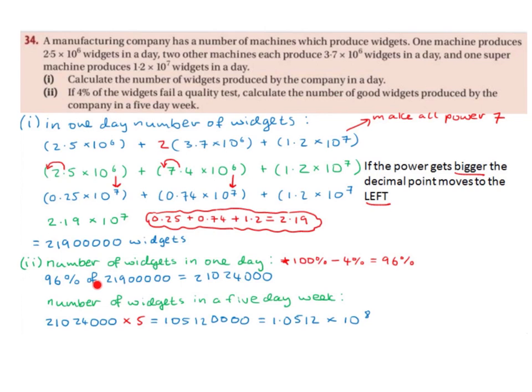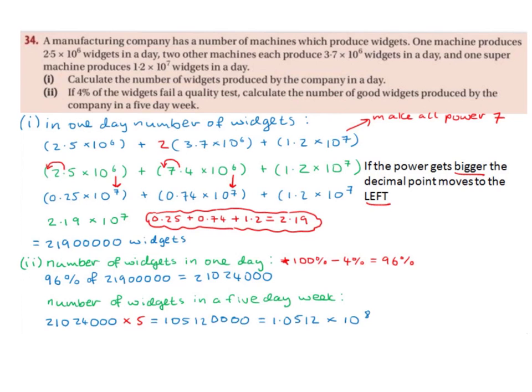So 96% of 21,900,000 is going to be 21,024,000. To get a percentage of something, we can divide by 100 and multiply by the percentage, so divide by 100 and multiply by 96, or we can input into our calculator 96, the percentage symbol, then swap the 'of' for the multiplication symbol and put in our number. Okay, so the number of widgets in a 5-day week is literally just going to be our answer to the first part multiplied by 5.